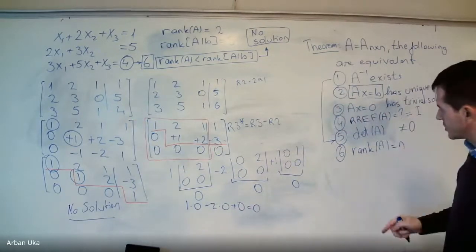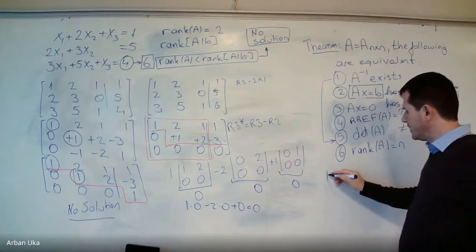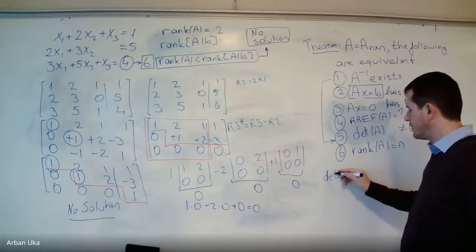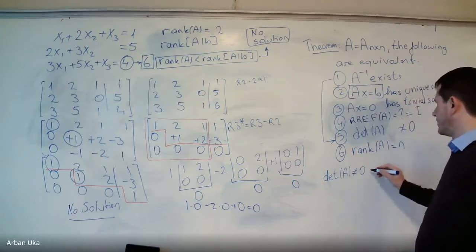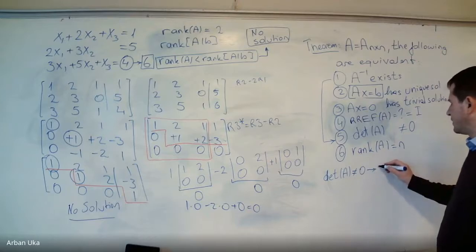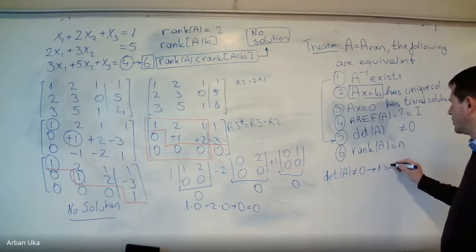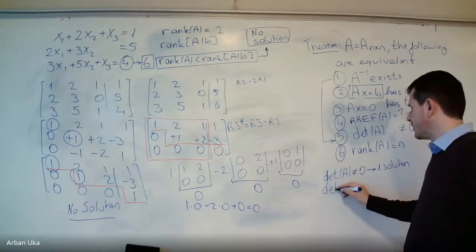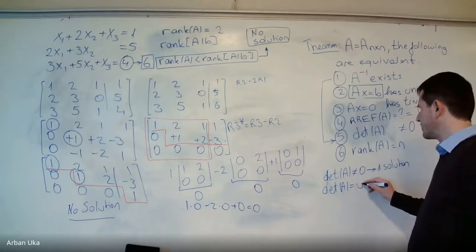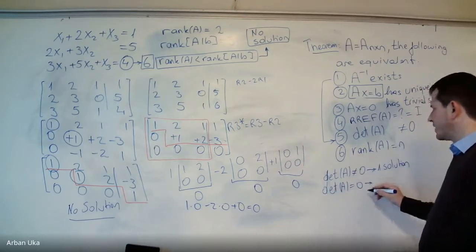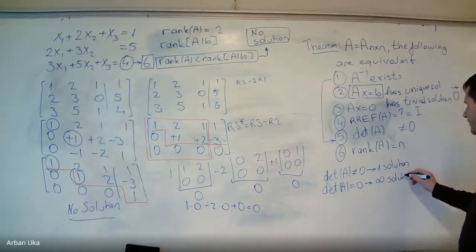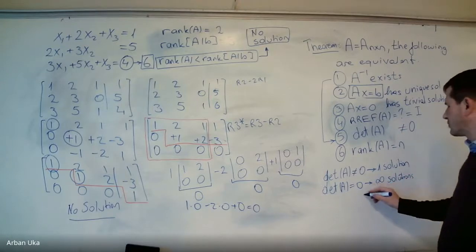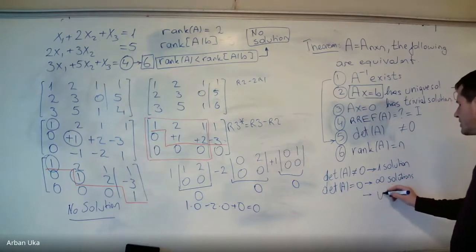So we can add information here by saying the following. If the determinant of a matrix A is different from 0, what do we have? We have one unique solution. If the determinant of a matrix A is 0, like in this case, we can have an infinite number of solutions. And also, we can have no solution. Let's try the no solution case.